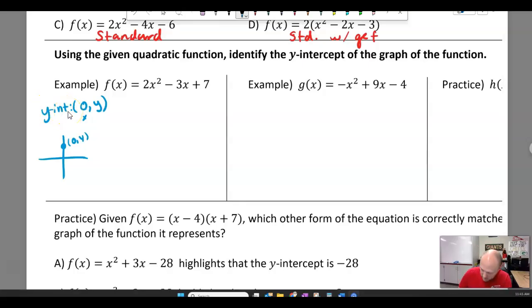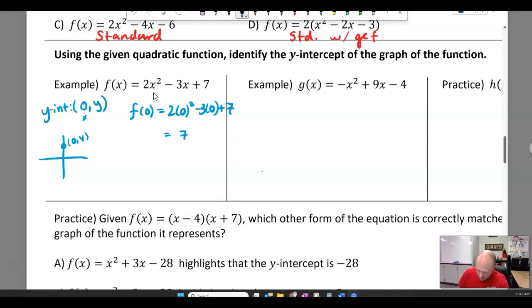If I'm graphing this on a y-axis, here is my y-intercept, this location, (0, whatever that y value is). And so the key feature here is that the x value of a y-intercept is always 0. So I can easily find it if I plug in 0. What's f of 0? 2 times 0 squared minus 3 times 0 plus 7. And the great thing about polynomials is when you evaluate at 0, anything that's multiplying with a variable disappears. So this really simplifies to 7.